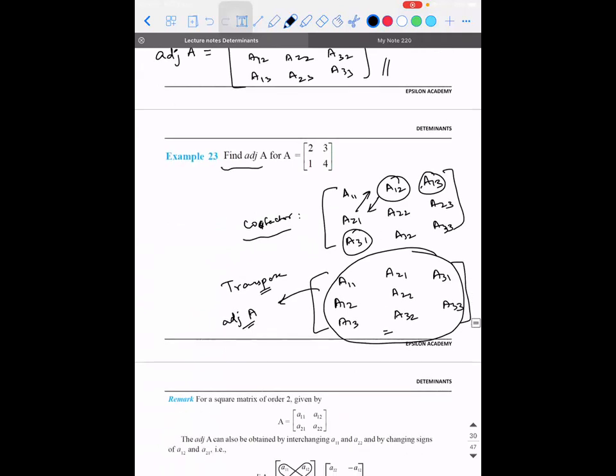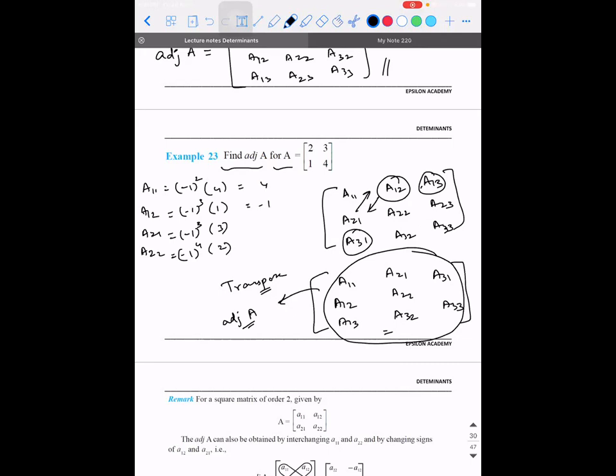Right? So for solving purposes, let's try this problem. Find the adjoint of A for A equal to [2, 3; 4, 1]. We need A11, A12, A21, A22. So what is A11? Minus 1 power 2, it is 1. A12: minus 1 power 3, 4, so minus 4. A21: minus 1 power 3, 3, so minus 3. A22: minus 1 power 4, 2, so 2.